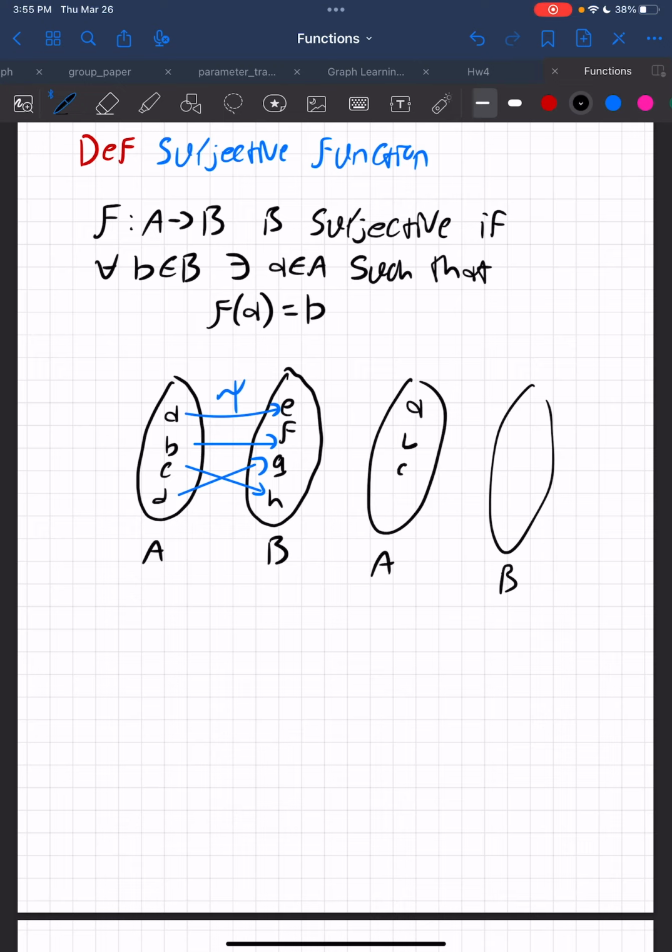Whereas if I were to instead define a function, let's call it zeta, with a, b, c, d again, e, f, g, and h. If I say that a maps to e, b maps to g, c maps to g, and d maps to h, well then I could say, let's look at f. Can you give me some element of A which is going to get sent to f under our function, maybe this time it'll be zeta? And you can't. So here, psi is surjective, and zeta is not surjective.